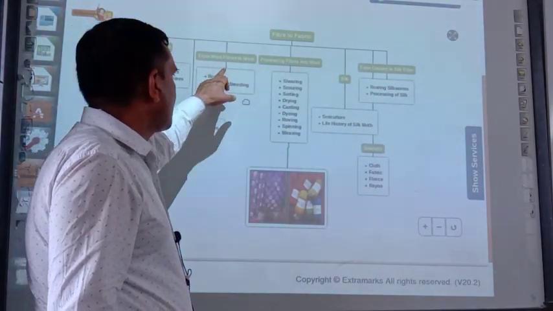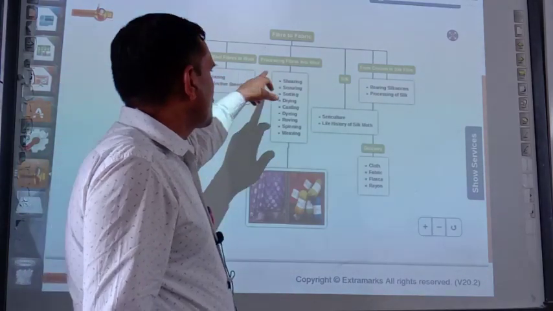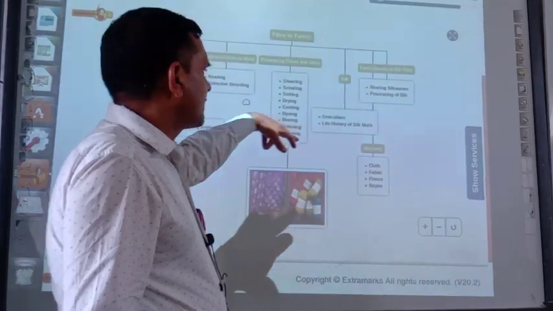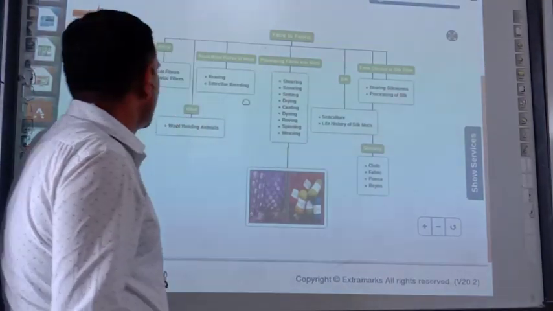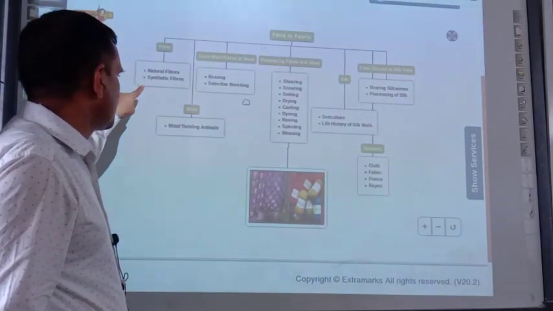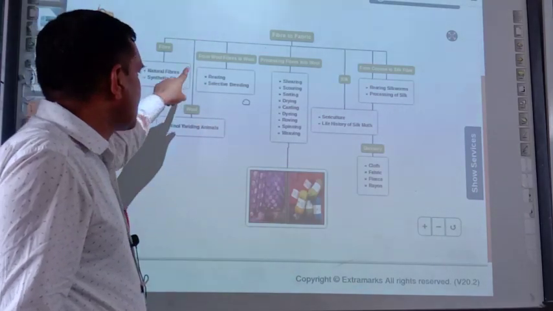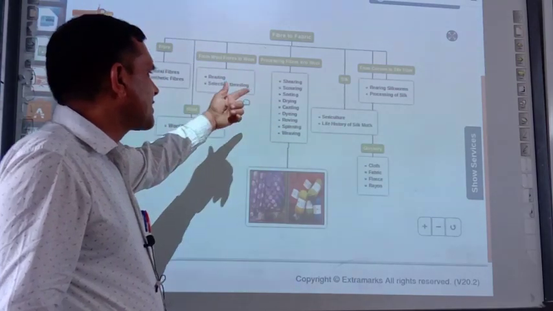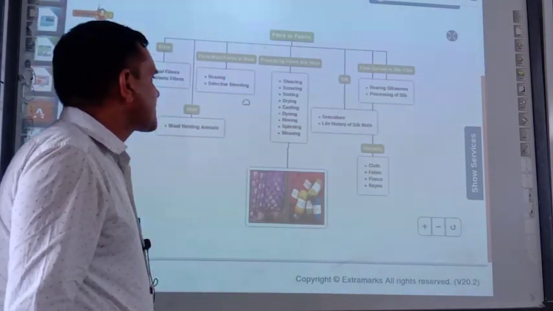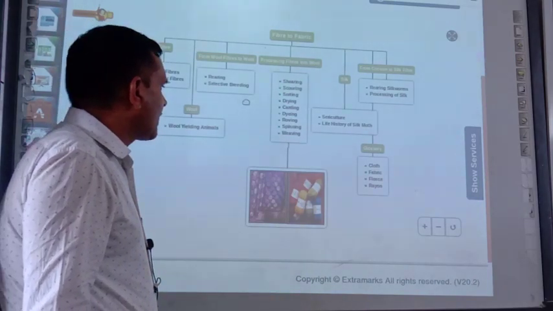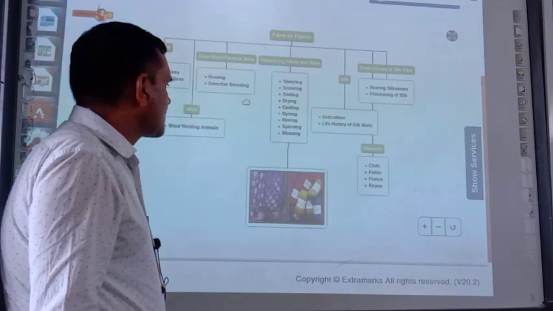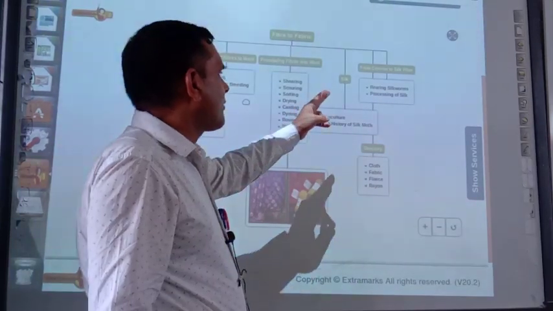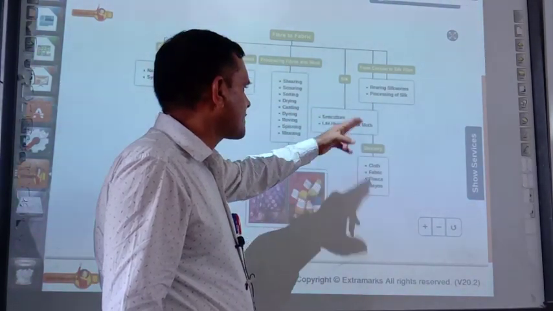From wool fibers to wool, processing fiber into wool, from cocoon to silk fiber, and silk, these are the things. Under fiber, two types are there, natural fiber and synthetic fiber. Wool yielding animals. From wool fibers to wool, rearing, selective breeding, processing of fibers into wool, these are the steps: shearing, scouring, sorting, drying, carding, dyeing, roving, spinning, weaving. Silk, sericulture, like the life history of the silk moth. From cocoon to silk fiber, rearing silkworm, processing of silk.